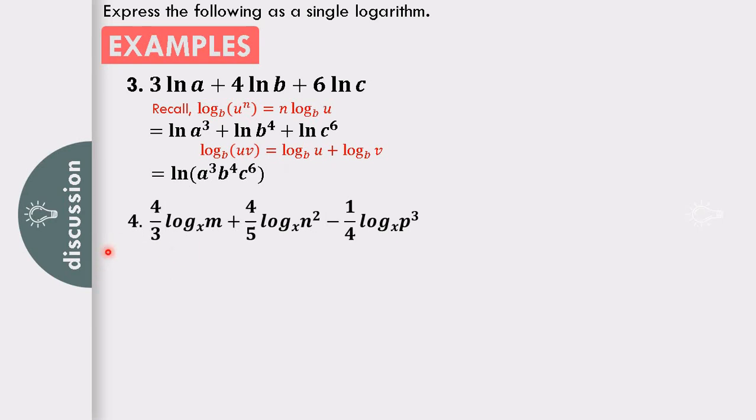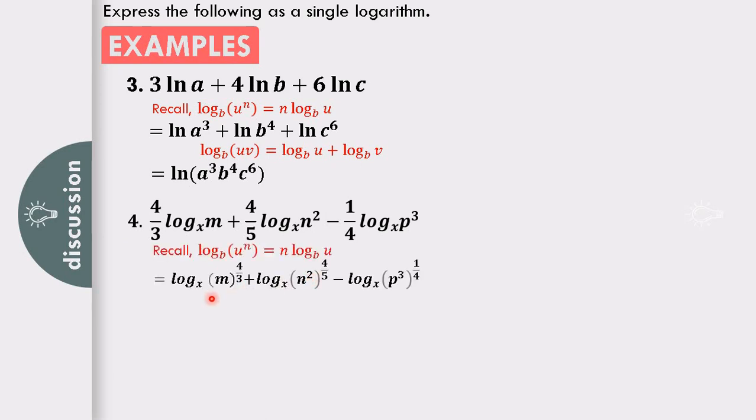Number 4, we have 4 over 3 logarithm of m to the base x plus 4 over 5 logarithm of n squared to the base x subtracted by 1/4 logarithm of p cubed over x. Okay, then the constants will become the exponents. So we have logarithm of m raised to 4 over 3 to the base x plus logarithm of n squared times 4 over 5 to the base x subtracted by logarithm of p cubed raised to 1/4 to the base x. Then simplify.